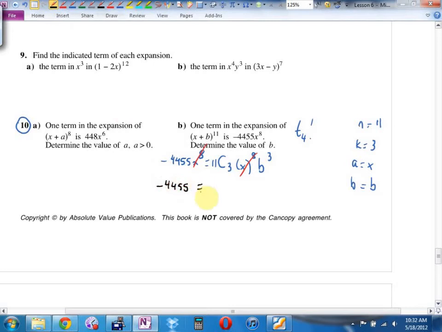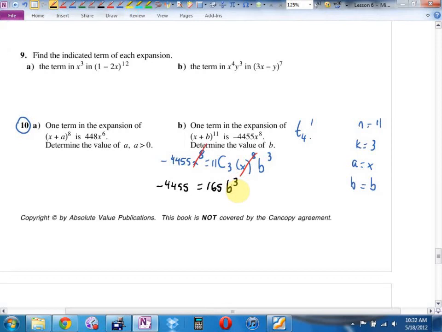Anyone, don't all rush for your calculators at once. What does 11 choose 3? 165? This is the real equation that we arrive at now. Negative 4,455 equals 165b cubed.